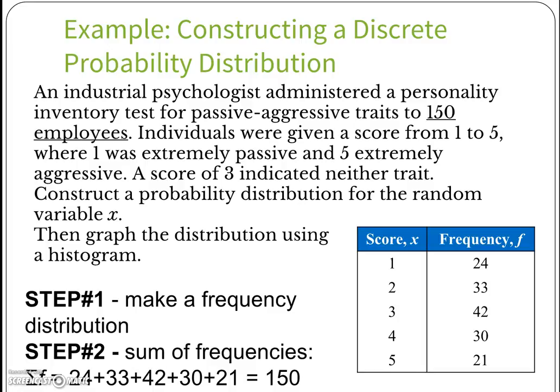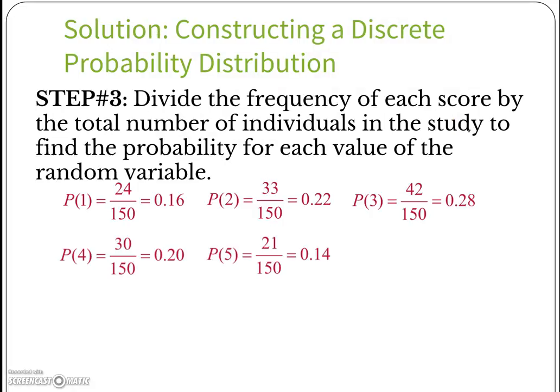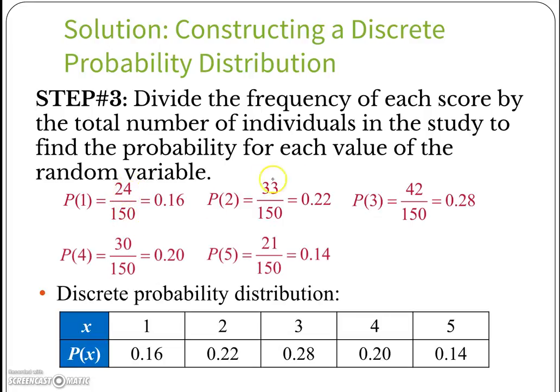So step 1 is to make a frequency distribution. We have our frequency distribution already created for us. So if you had a score of 1, that happened 24 times. A score of 2 happened 33 times, and so on. The sum of the frequencies is step 2. If we add up all of those, we get 150 because that represented the 150 employees. Step 3 was to divide each frequency by the total number. So the probability of getting a score of 1 was 24 out of 150, and so on. You can see all the probabilities.